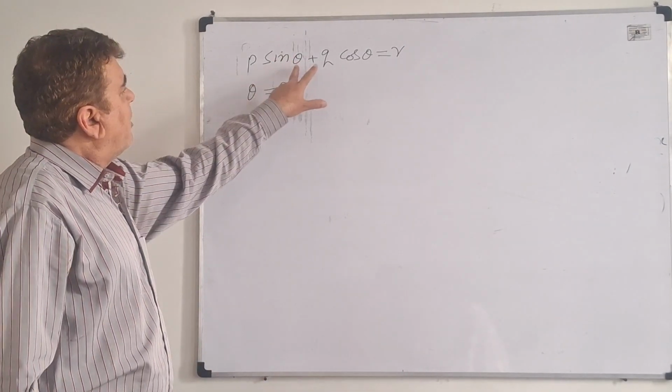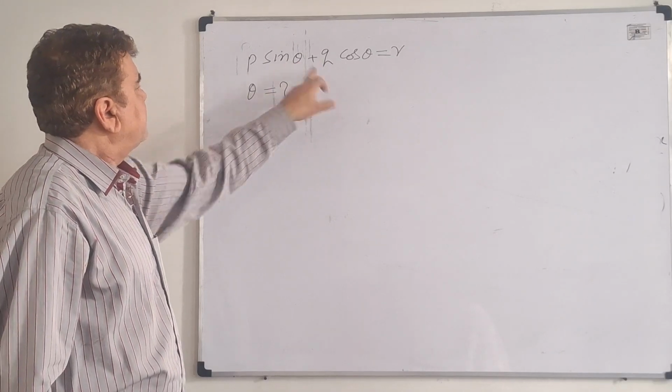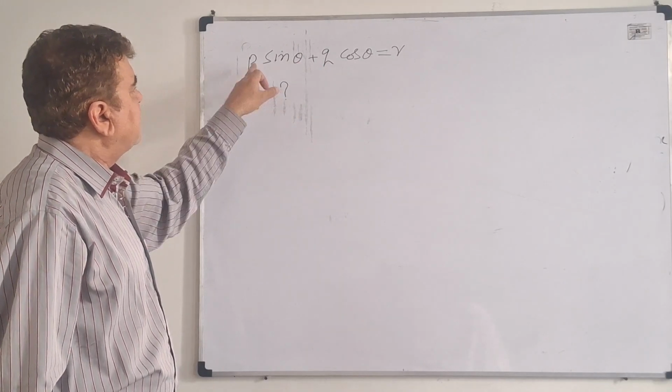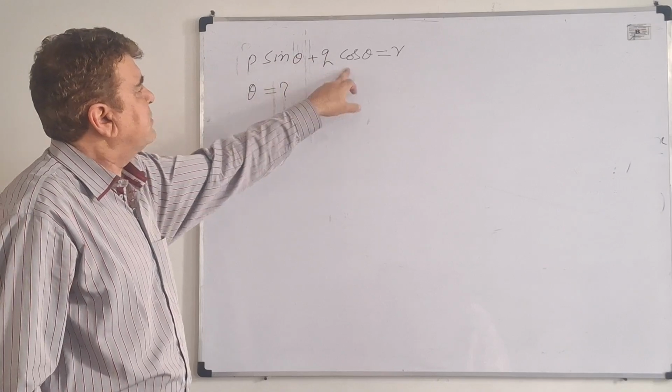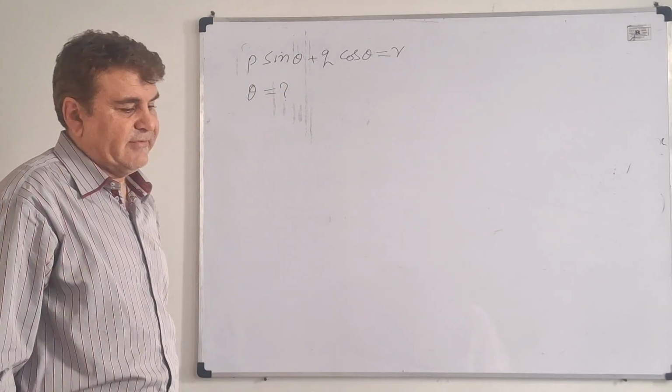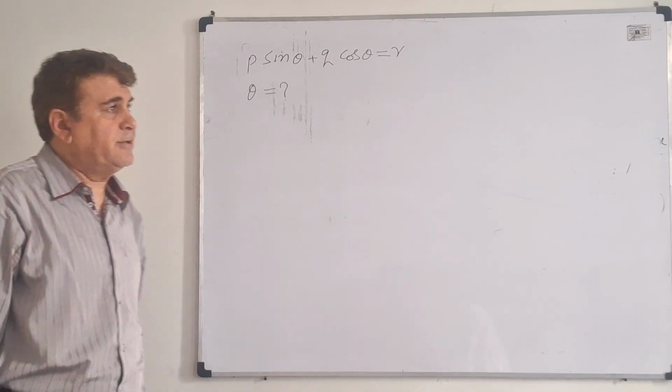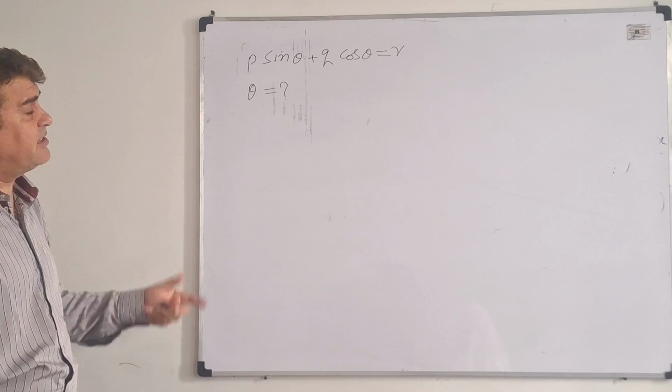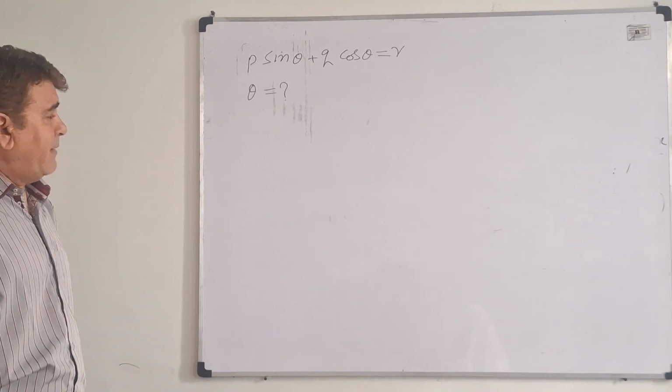I want to solve this trigonometric expression for finding the value of theta. That is, we have given p sine theta plus q cos theta equals r, and we want to find the value of theta from this trigonometric relation. So in the present form, that is quite impossible.